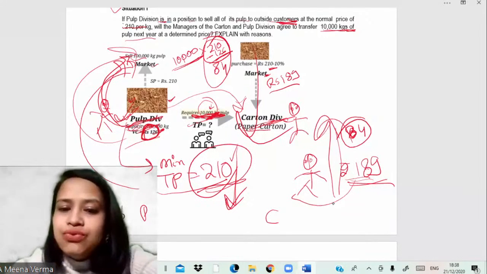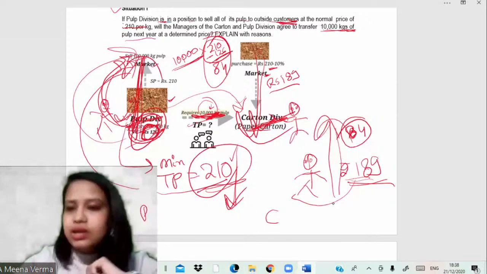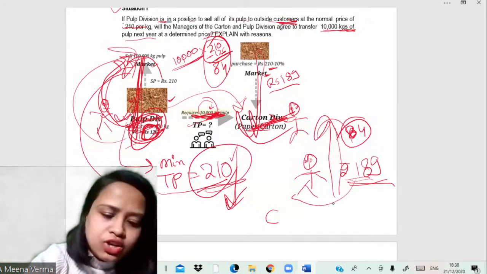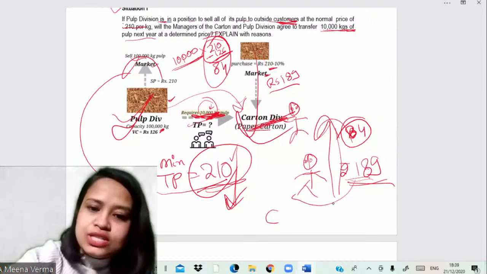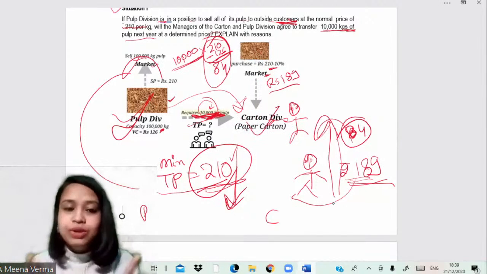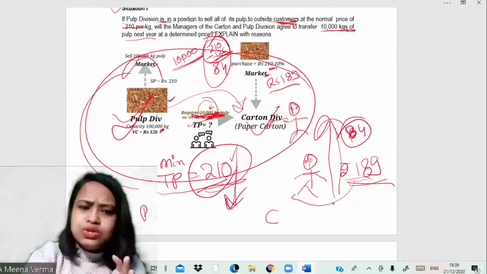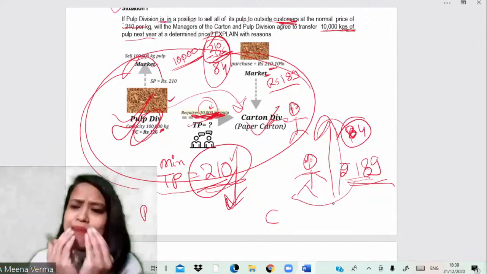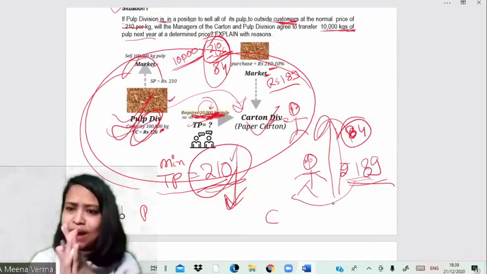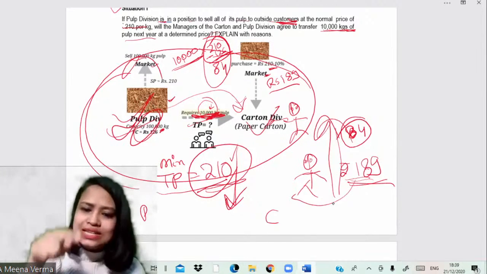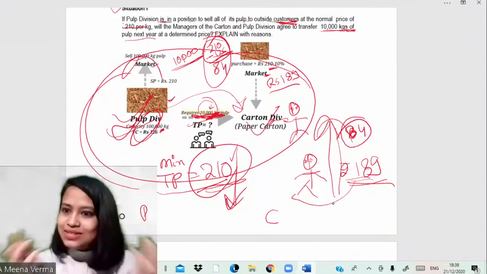So it is good for the manager of carton division to buy the goods from the external market, and it is good for the pulp division to sell the goods to the external market. That will not just improve the profitability of pulp division, and not just the profitability of carton division, but also the profitability of the entire organization. And always remember that we want to use our resources in the best possible manner. We want to get the maximum profit from the resources we have. So in this way, the entire organization is getting maximum benefit, and that will improve its profitability. That is the goal congruence.